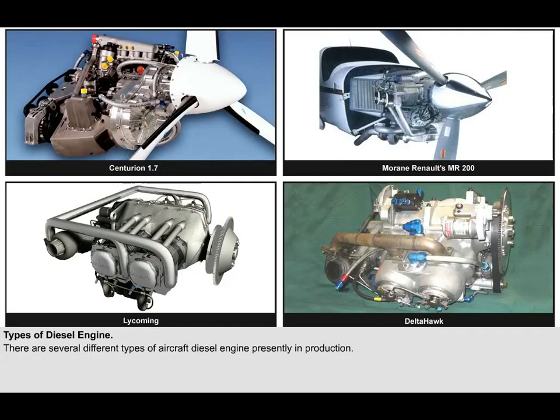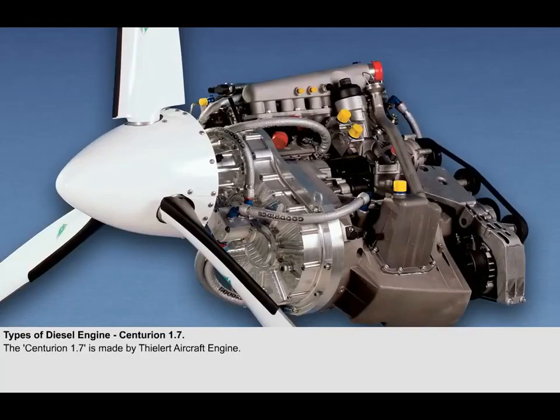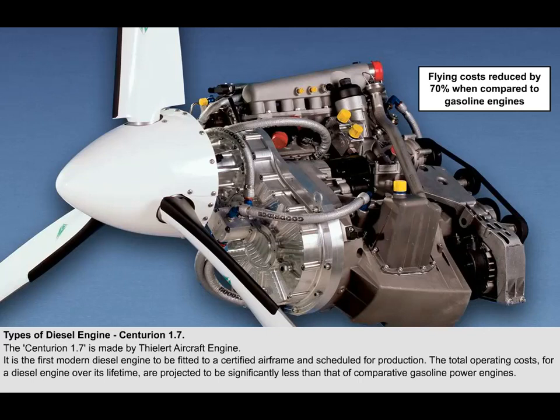Amongst these is the Centurion 1.7, shown here, made by Thielert Aircraft Engines, who are based in Liechtenstein. They took a 4-cylinder engine, which was first used by Mercedes, and totally re-engineered it for use in aircraft. All of the critical parts of the engine were redesigned by Thielert and are now manufactured by them. It's the first modern diesel engine to be fitted to a certified airframe and scheduled for production.